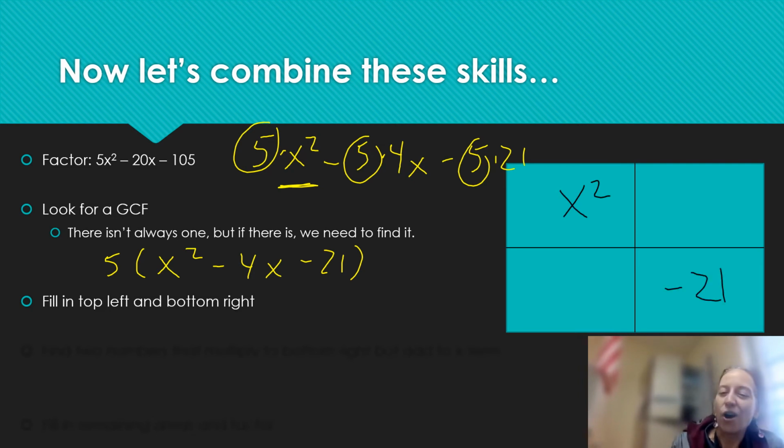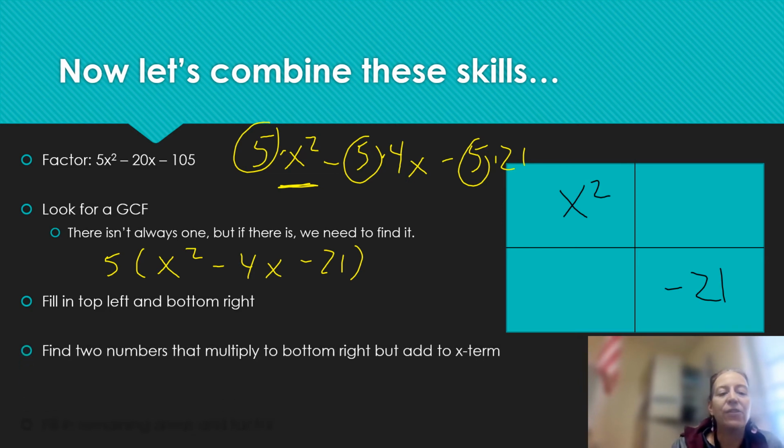Got that. The hardest part is figuring out what goes in those two diagonal boxes, but we have a method for doing that. Now we need to find two numbers that multiply to the bottom right, but add to that x term, which is negative 4.